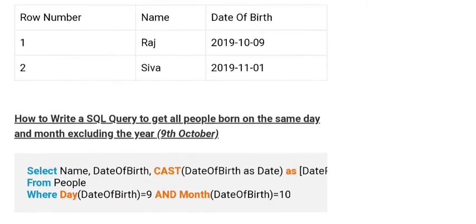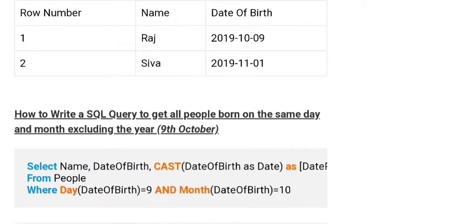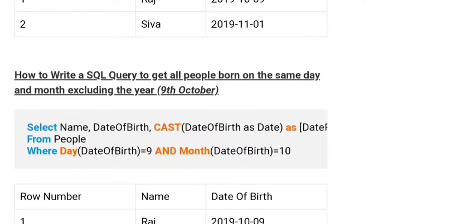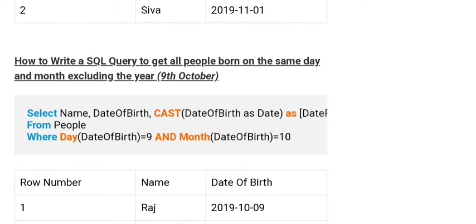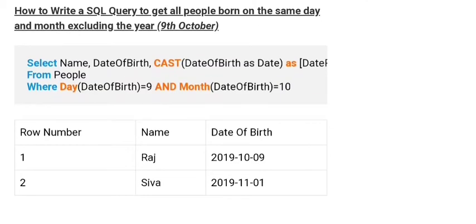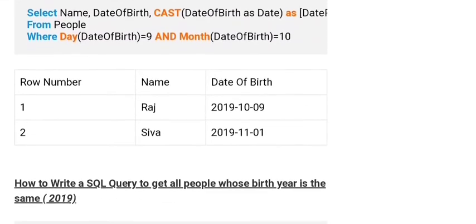And the next query is how to write a SQL query to get all people born on the same day and month excluding the year. So here we are excluding the year. We are going to get the records where month number and the day is same. So for that we are going to write this query in a where clause to capture the date number, where we are using the day function. To capture the month number we are using the month function. Okay, two things here, the day function and the month function. We are comparing the value with the given day and month. So we have two records here, we have displayed that.